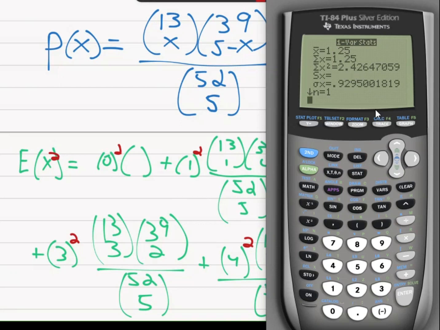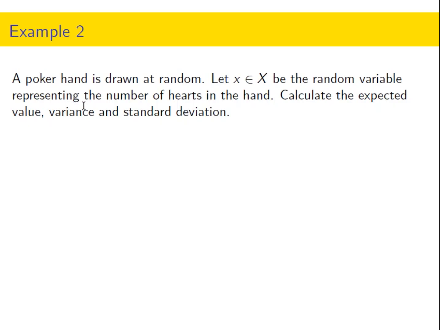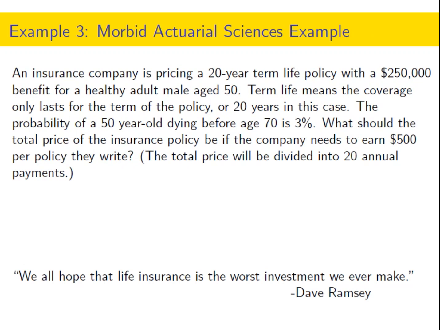So again, just wanted to show you this with the graphing calculator, so you'd be able to see that. I'll apologize in advance for the morbid example, but this is what actuaries do. They help insurance companies price insurance policies. And of course, insurance is an investment that we don't want to pay off.